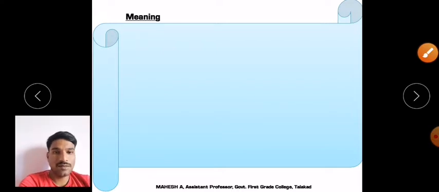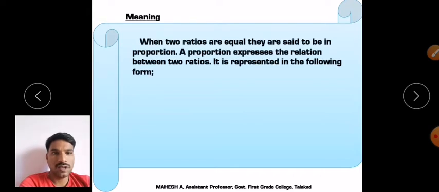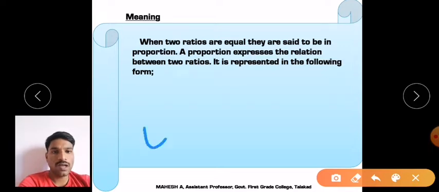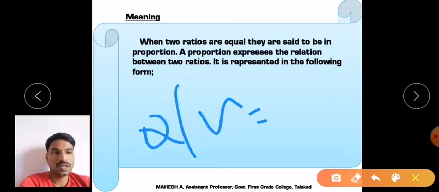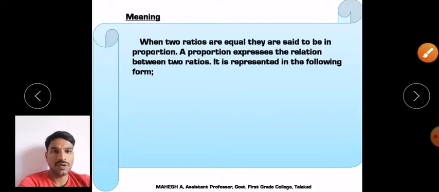What is exactly the meaning of proportion in your quantitative techniques or business mathematics terms? In mathematical terms, proportion means as under: when two ratios are equal, they are said to be in proportion. When in the regular classes we learned what a ratio is, a ratio is when two quantities or values are expressed in the form of a ratio. But when two ratios are equal, they are said to be in proportion.